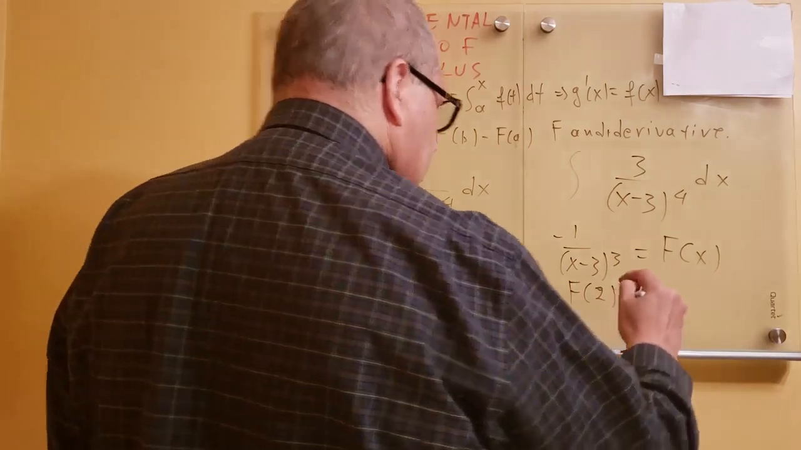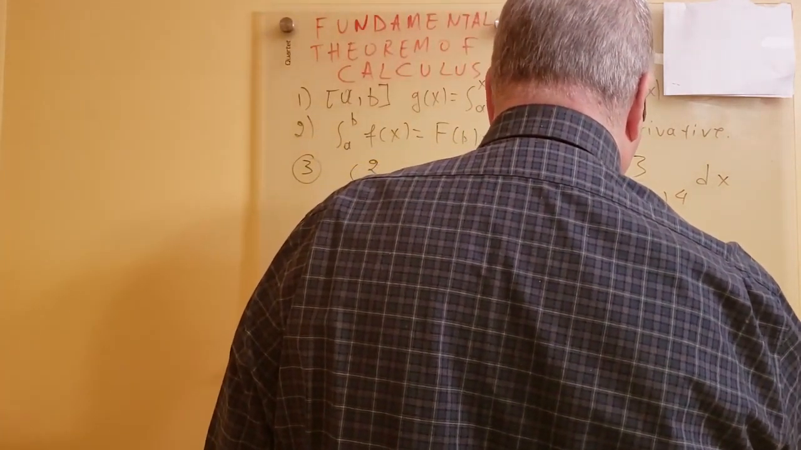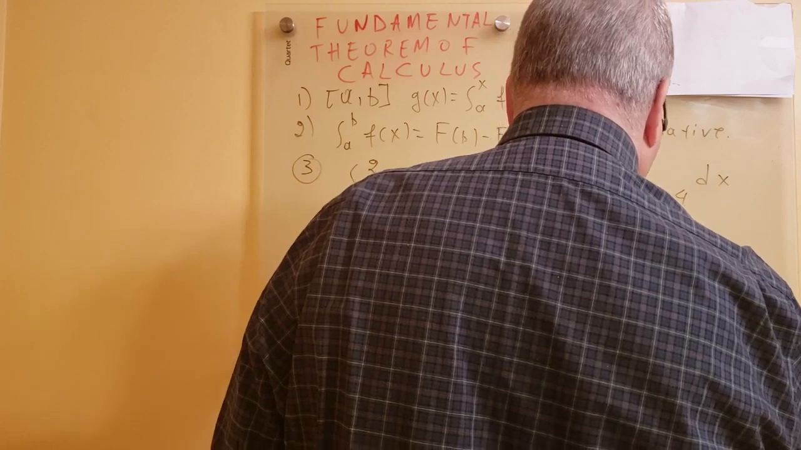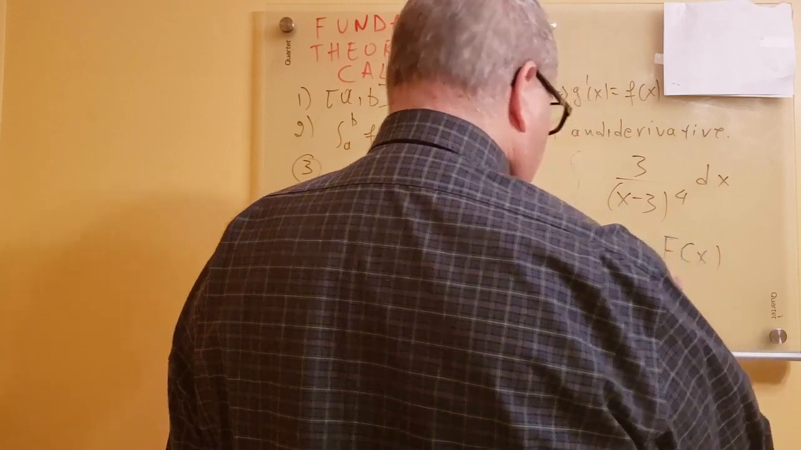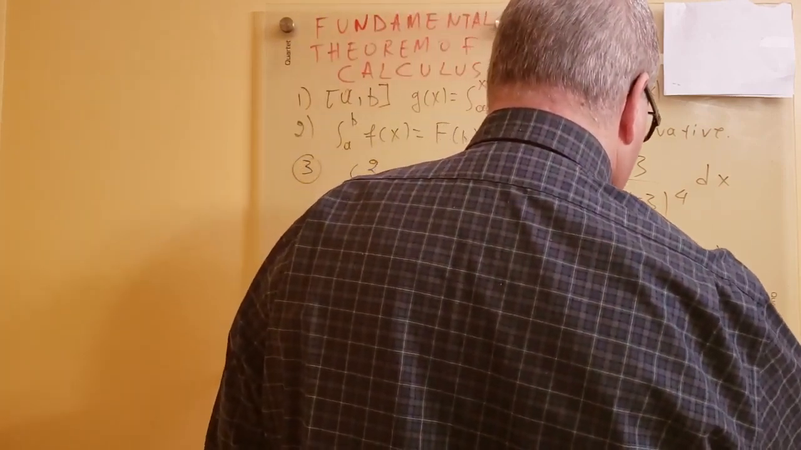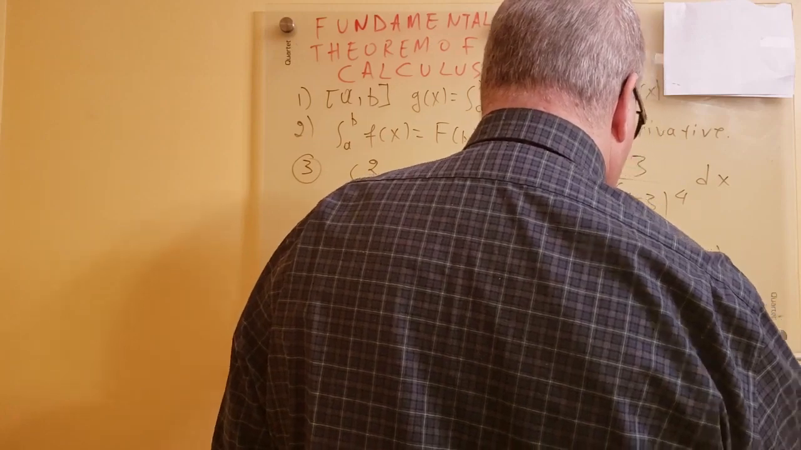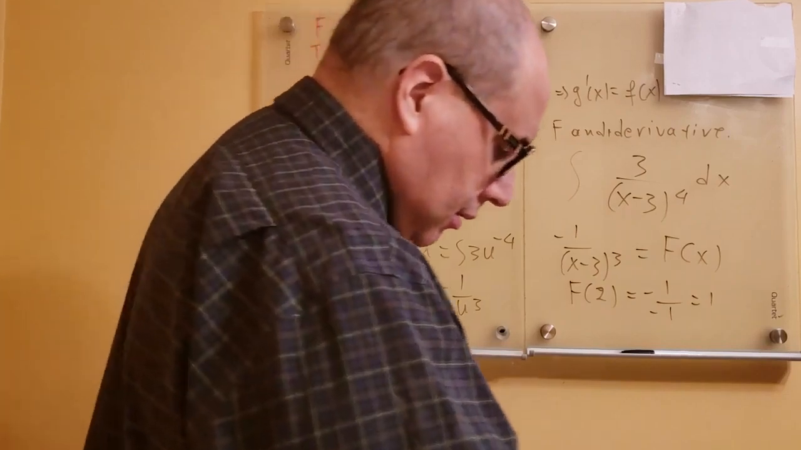If you evaluate it there, what will it give you? It will give you minus 1 over (2 minus 3), which is minus 1, to the third power, so that's negative 1. So it's negative 1 over negative 1, so that's 1.